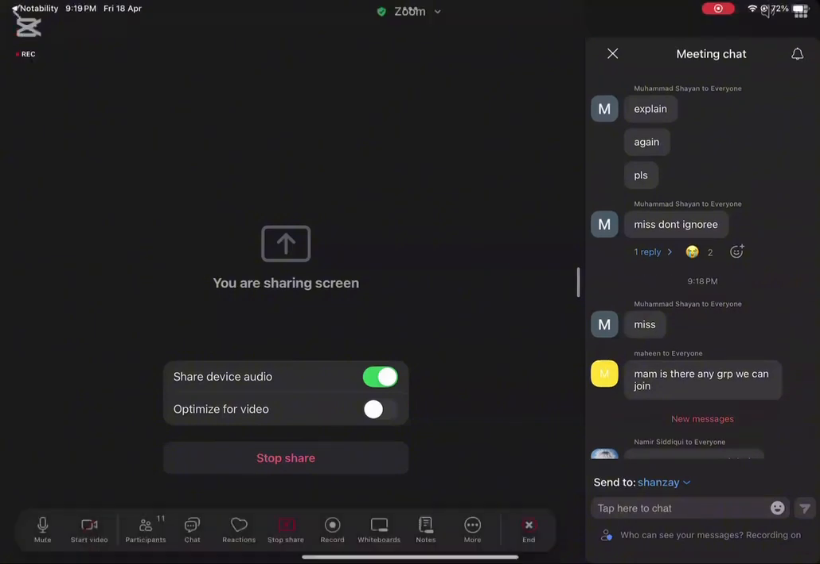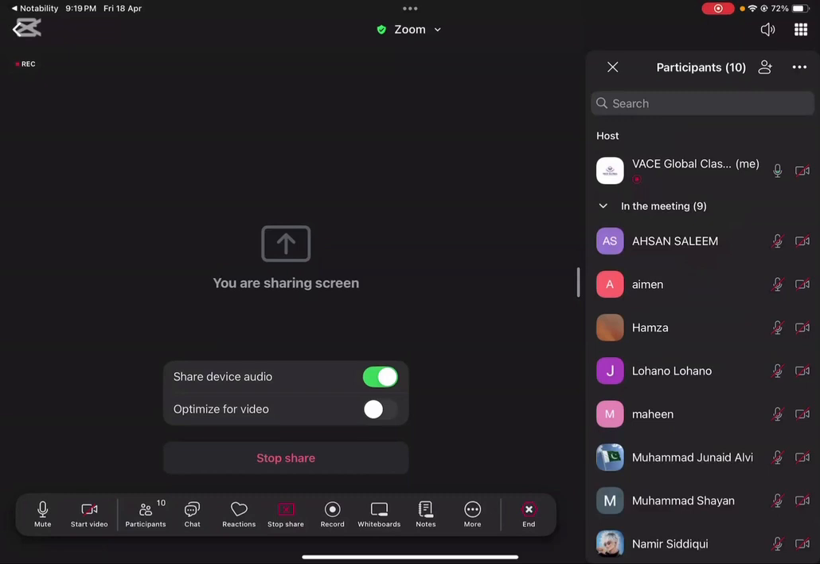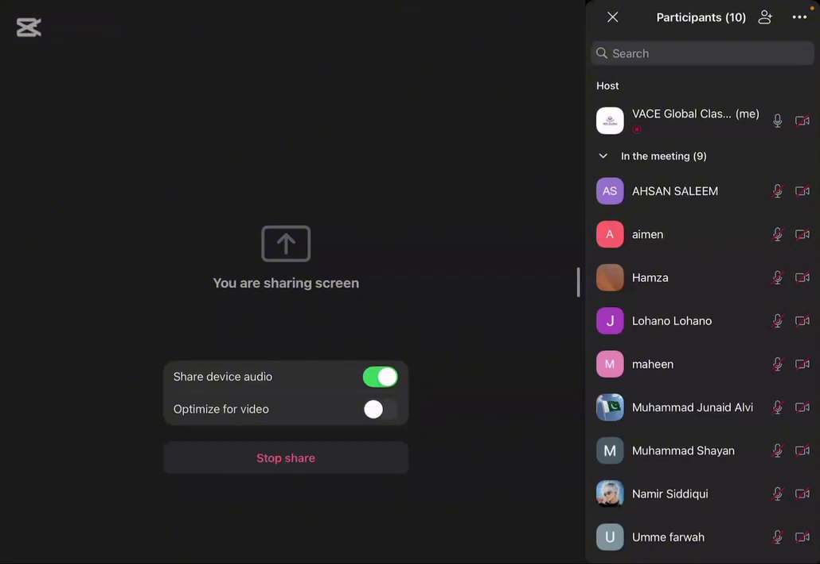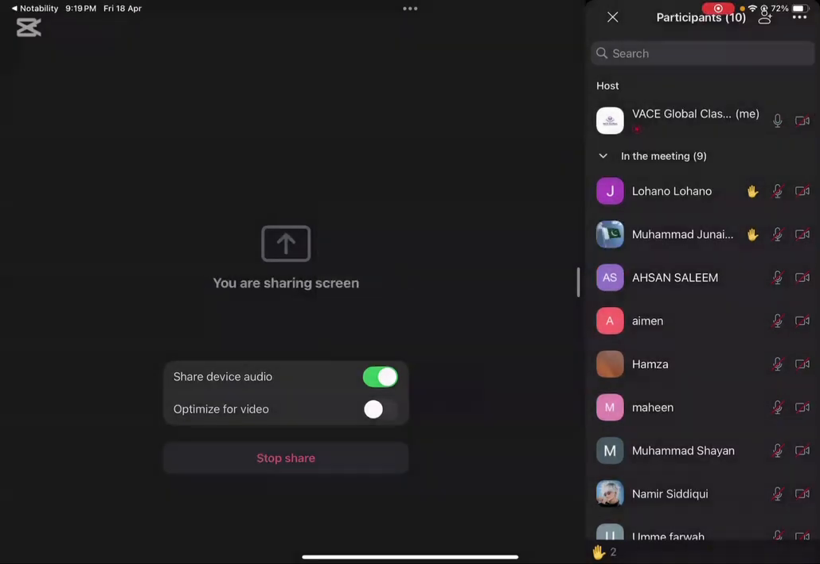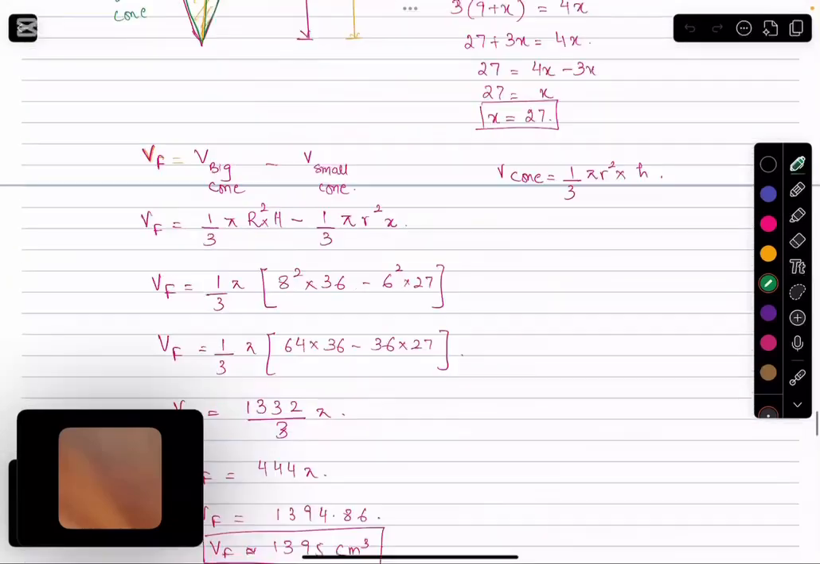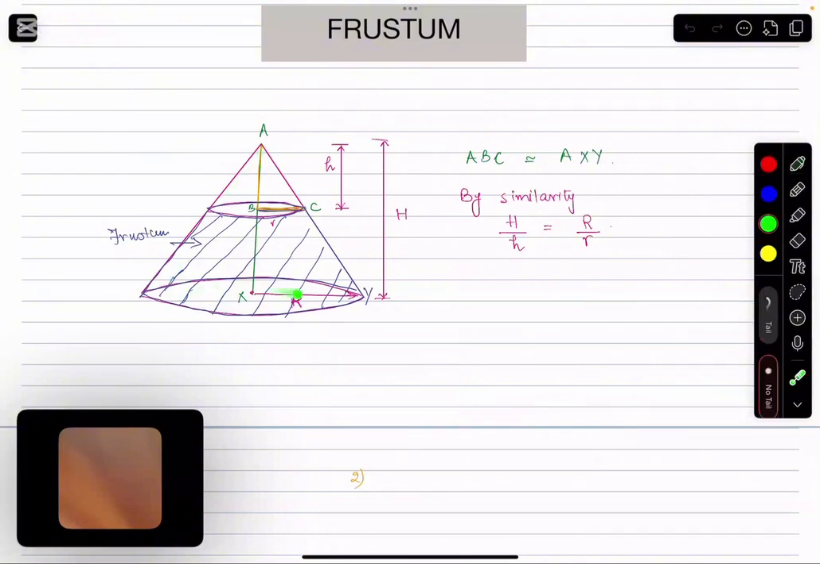Frustum part again. Frustum, we only do this: from a bigger cone we have to remove a small part of the cone to get the frustum. We have to remove a smaller part from the bigger one. Like if I go back to what we solved, we formed the frustum when we said that if we remove the smaller cone from the bigger cone, we will be obtaining this part which is called the frustum.